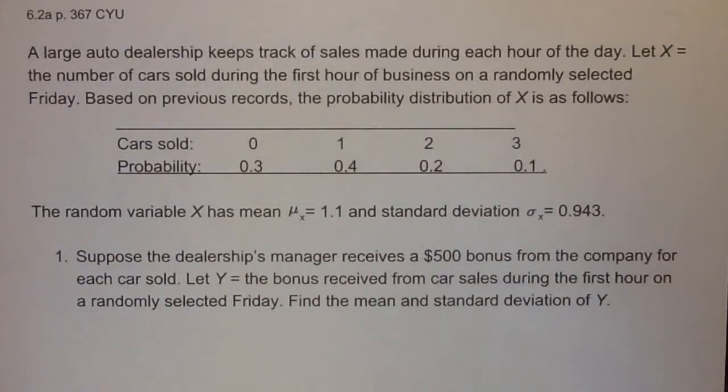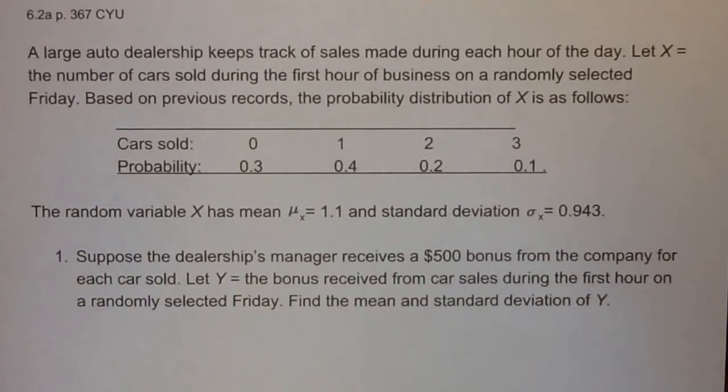A large auto dealership keeps track of sales made during each hour of the day. Let X equal the number of cars sold during the first hour of business on a randomly selected Friday. Based on previous records, the probability distribution of X is as follows. It gives us a number of cars sold and then the probability of selling that number of cars. So the random variable X has mean mu of X equal to 1.1 and standard deviation sigma of X equal to 0.943.